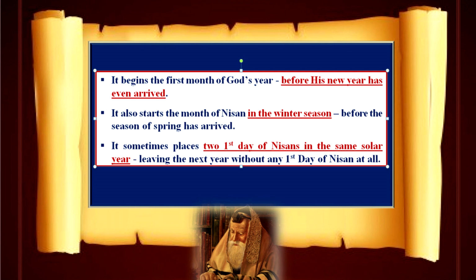Number one, it begins the first month of God's year before his new year has even arrived. It also starts the month of Nisan in the winter season before the season of spring has arrived, and it sometimes places two first days of Nisan in the same solar year or Shana year, leaving the next year without any first day of Nisan at all.